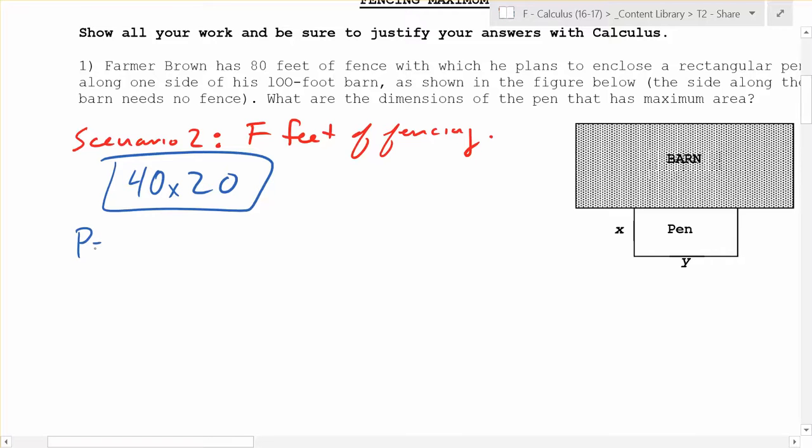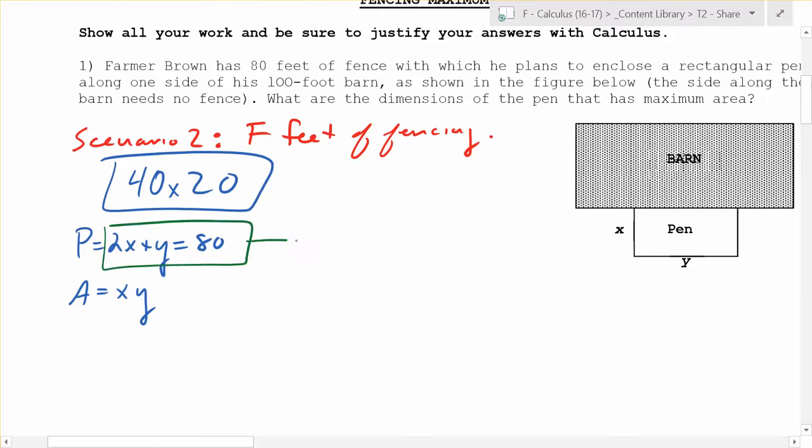So you know the perimeter is 2x plus y, but you know that equals 80 because there's 80 feet of fencing. And then what are you trying to maximize? The area. What is area? X times y. You want it in terms of one variable. Which one do you isolate? You could isolate either one, but isolate the y.